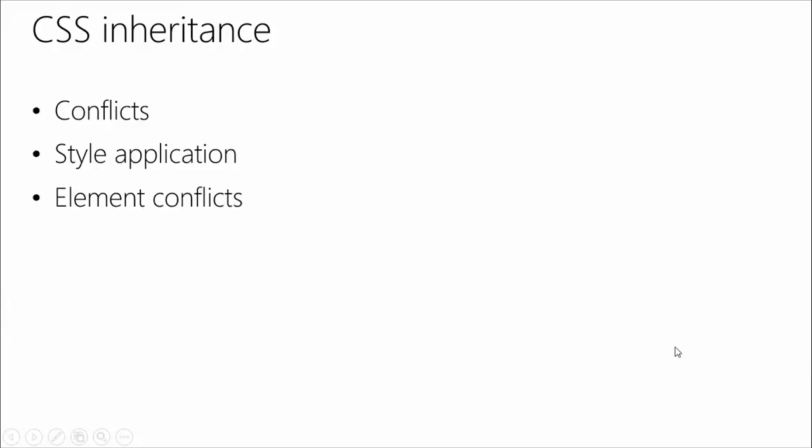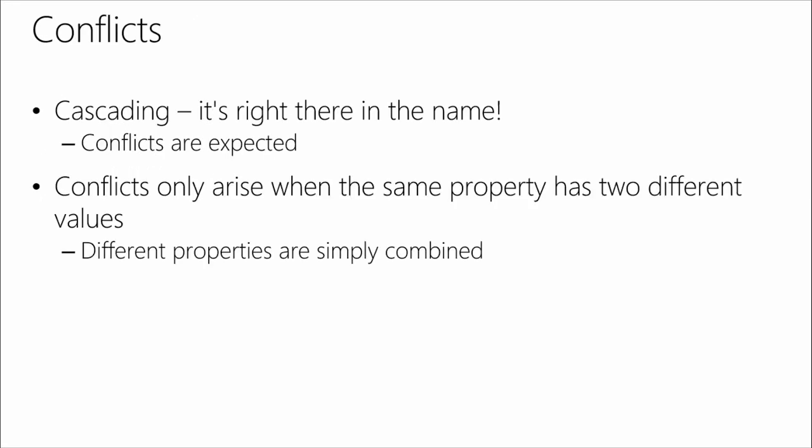Let's talk about CSS inheritance and conflicts. I think the easiest way to describe this is really in two very simple steps: last rule wins, and whatever is closest to the item wins. Now, we're going to break all of that down, but if you keep those two things in your head, you'll be just fine in, I think, every case.